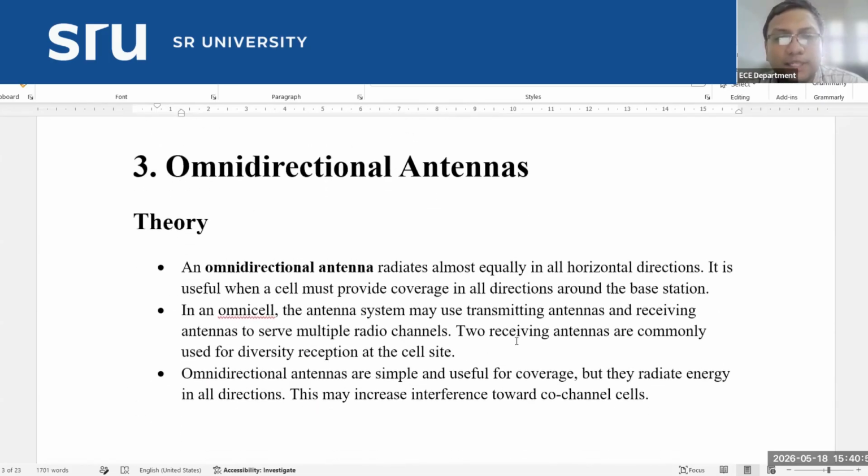Now let us come to the omnidirectional antennas. So omnidirectional, as the name suggests, omni means everywhere. Okay. So omnidirectional antenna radiates almost equally in all horizontal directions. This type of radiation is important where, suppose I have only one antenna placed at the center of the cell. From the center of the cell, the radiation should reach all users who are using the cellular mobile services in the cell.